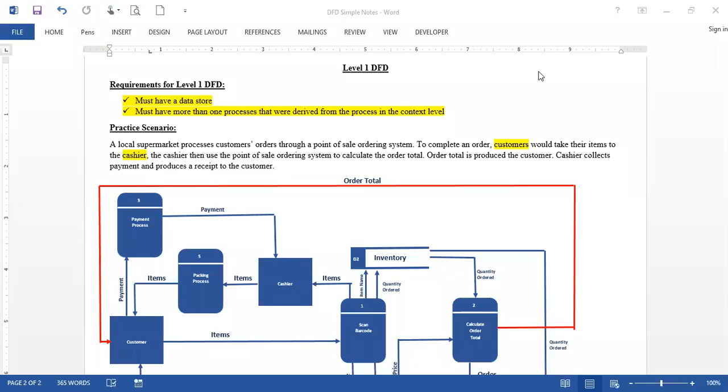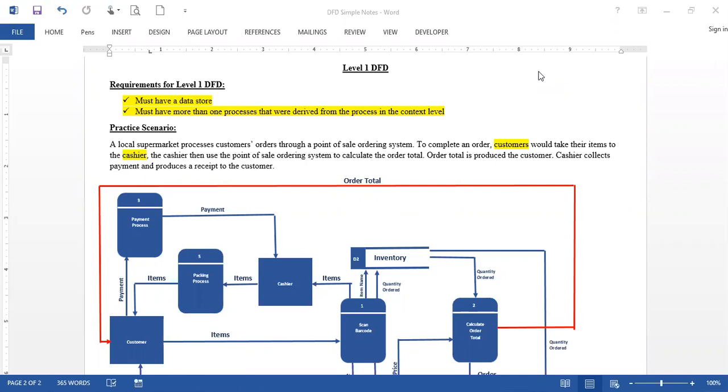Okay, so in this tutorial, we'll be looking at level 1 DFD. In the previous tutorial, we did the context level. This level 1 DFD will be based on the context level that we did previously, so it's like an expansion. So we'll be using the same practice scenario.